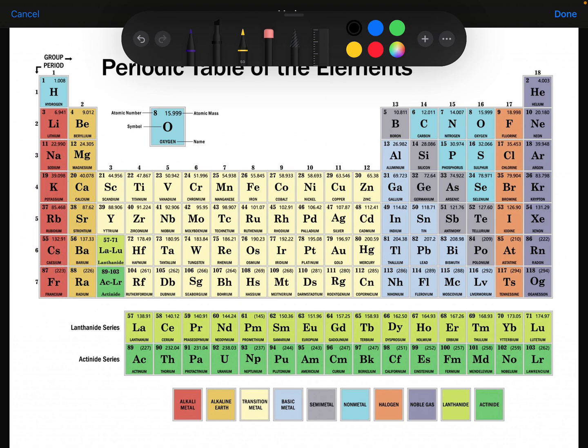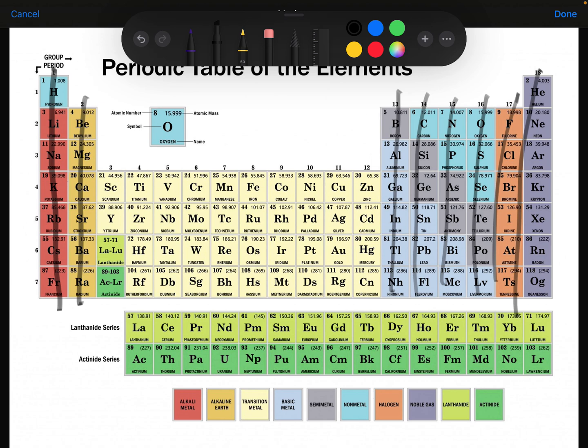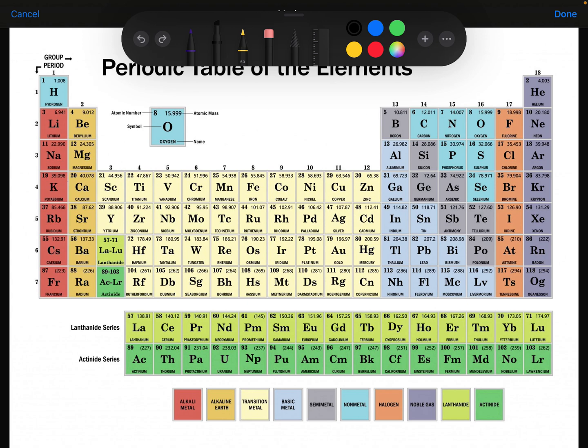We also have groups. Our groups are going to be like our columns. We have 18 of these columns. These are going to be like the main ones right here. On our far right, group 18 is known as the noble gases. Group 17 is known as the halogens. Group 16 is known as the oxygen family or the chalcogens. Group 15 is known as the nitrogen family, on and on. And group 1 is known as the alkali metals, except for hydrogen. Group 2 is known as the alkaline earth metals.